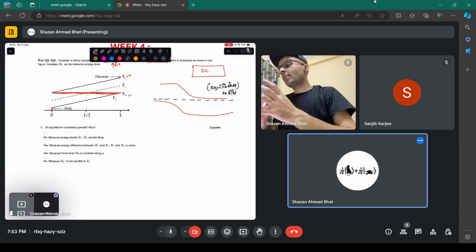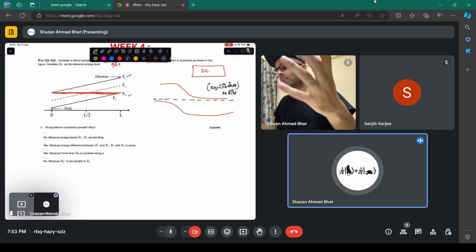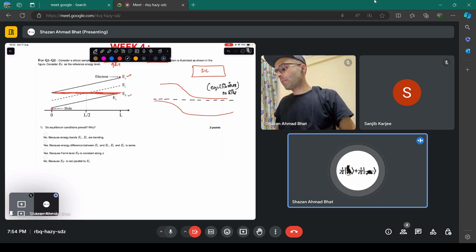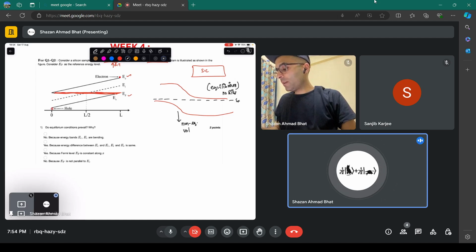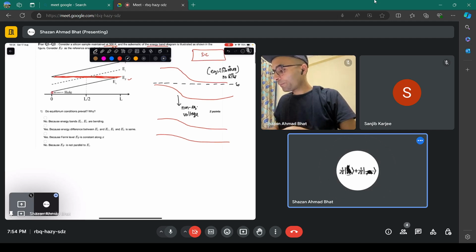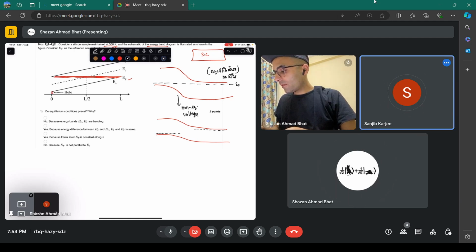Equilibrium means you joined, you waited for some time, you let the charges settle and move from this region to this region. The number of electrons going from the other side to this region is equal to the number of holes. You have a constant Fermi level. If you have a non-equilibrium situation, let's say you apply a voltage, you know what happens to this band. You know that if you apply a forward bias, this will become like this. But what happens to the Fermi level? The Fermi level is here. This is not constant.